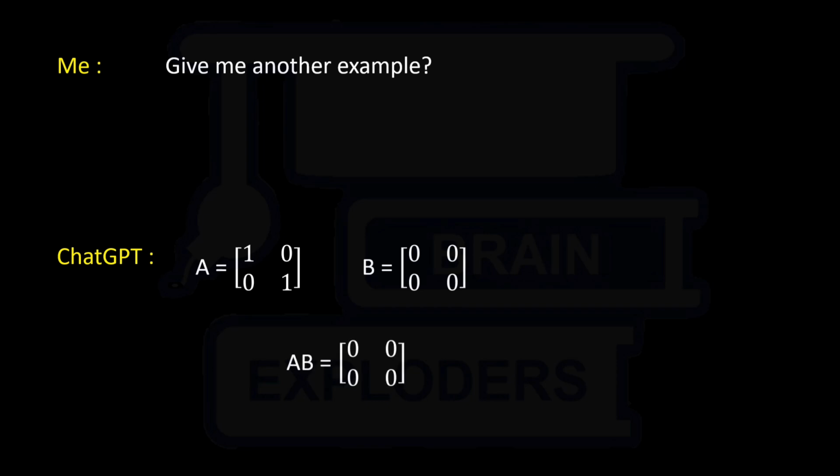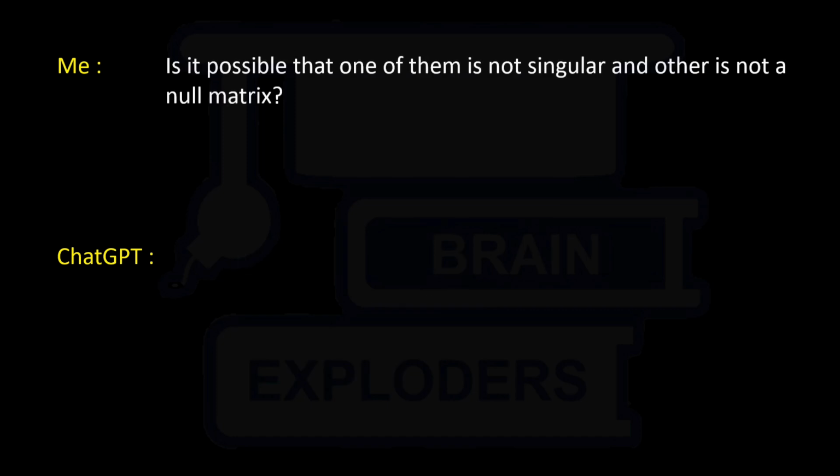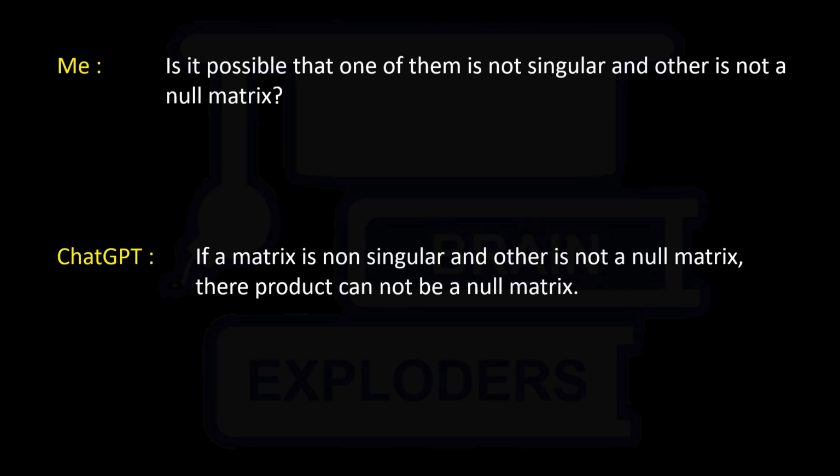This was the example where one of the matrices was a null matrix, right? So I tried to skip this situation, and I again asked, is it possible that one of them is non-singular and the other is not a null matrix? ChatGPT replied and accepted that if a matrix is non-singular and the other is not a null matrix, then their product cannot be a null matrix. Now let us understand this conclusion.